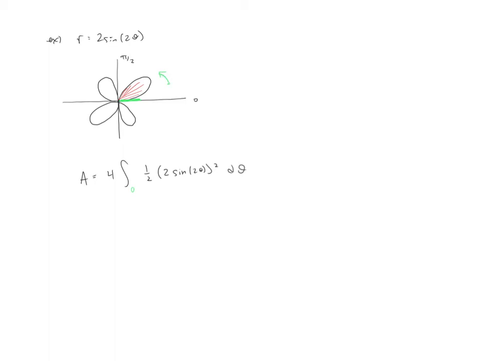And again, it's going to have to sweep around all the way until it gets to be right here. And that's going to give us that full petal up in that quadrant. So it's going to have to sweep from 0 to pi over 2 in order to give us that. So that would be considered the setup for a problem like this.